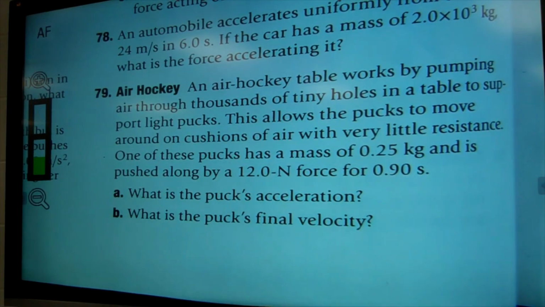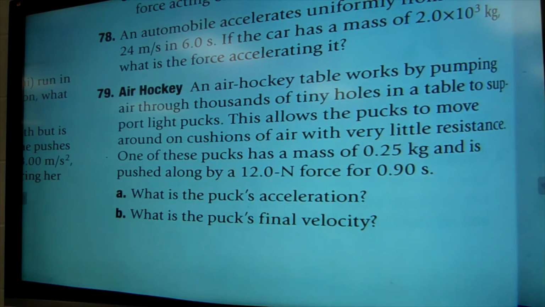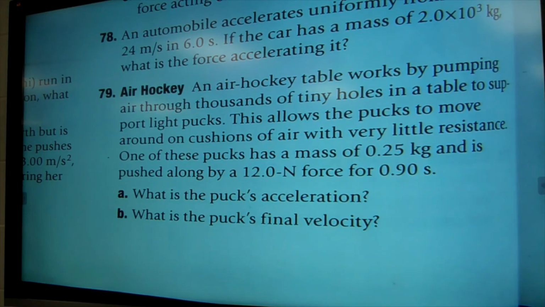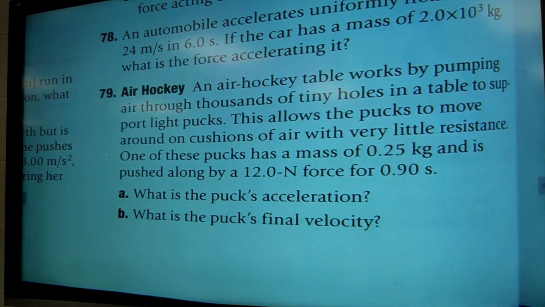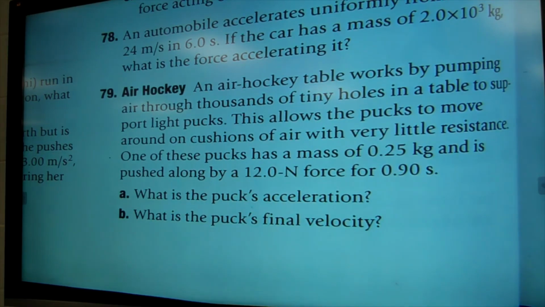An air hockey table works by pumping air through thousands of tiny holes in a table to support light pucks. This allows the puck to move around on cushions of air with very little resistance. One of these pucks has a mass of 0.25 grams and is pushed along by a 12 Newton force for 0.9 seconds. What's the puck's acceleration? What's the puck's final velocity?